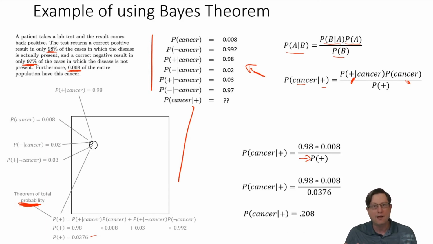Survey says... Well, it's pretty good news. It says the probability of having cancer given that the test is positive is just 20%. But 90 and 90, what's going on here?